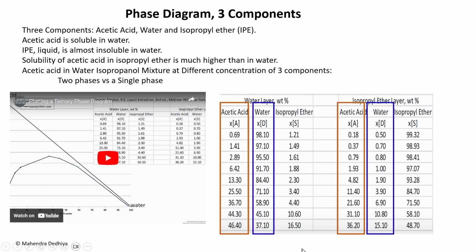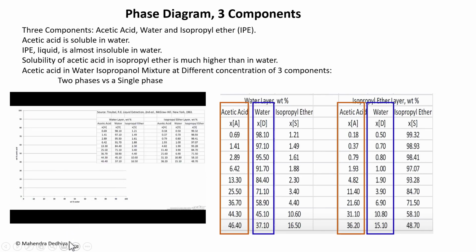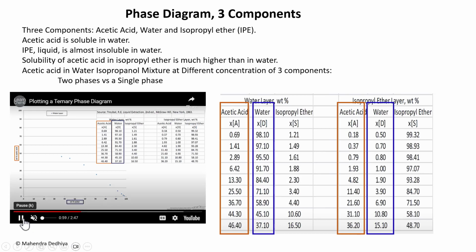We can create a phase diagram. Let's look at it. We can draw a triangle, and a right angle triangle is easy to draw. In this case, we have water and acetic acid concentration, and we can graph that. The graph is shown here: percent water, and correspondingly acetic acid.